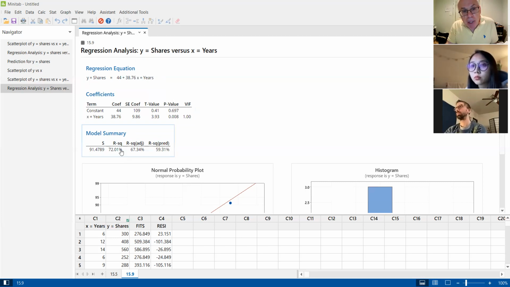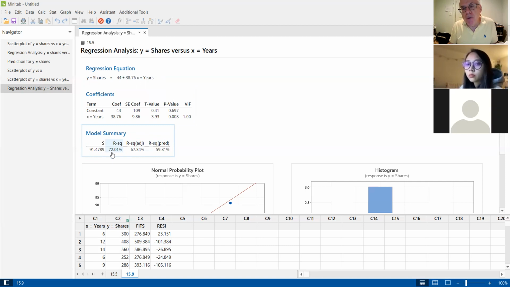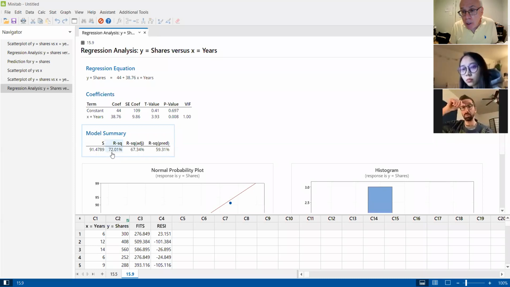And that means that 28% of it is not explained by the regression model. And that's what the residuals are about. The residuals are there to explain that so-called error. And the error is really due to some unknown reason for the variation in the Y's. 28% of the variation in the Y's is unexplained with this model.